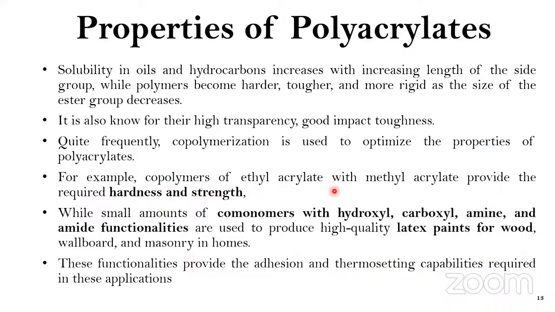So using this methyl acrylate and ethyl acrylate, we will get the hardness and strength in your polyacrylate system. This is clear to all of you? Yes, sir. Okay. The next is that small amounts of comonomers with hydroxyl, carboxyl, or amine and amide functionalities, as I have mentioned in your hydrogel part, are used to produce high quality latex paints for wood, wallboard, and masonry in homes.